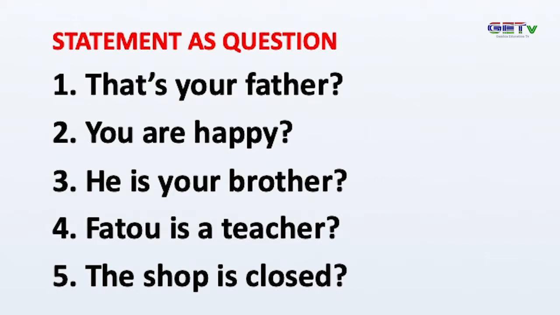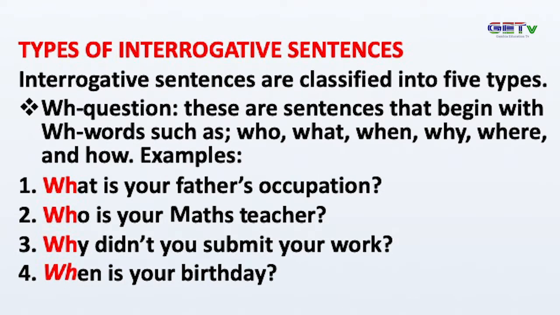We move on. Now we move on to look at types of interrogative sentences. Interrogative sentences are classified into 5 types. These are 1, WH questions. These are sentences that begin with WH words, such as who, what, when, why, where, and how. Look at the examples here. What is your father's occupation? It ends with a question mark because it is an interrogative sentence.